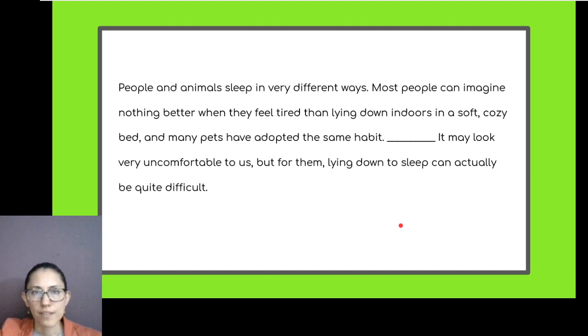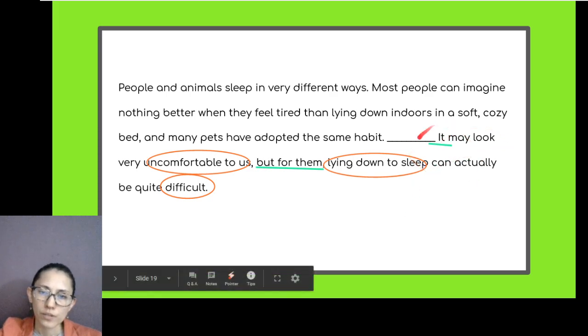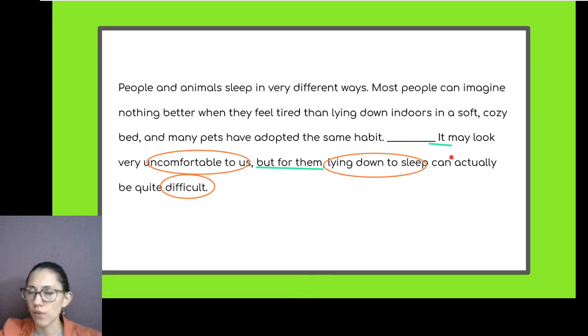Okay, now that you have finished that activity, you should have chosen "it," but for them, uncomfortable to us, lying down to sleep, difficult. You probably have chosen other words, which is perfectly fine. I'm going to start with the reference word. Here you have "it may look very uncomfortable for us." So something is really uncomfortable for us, something that is quite different.